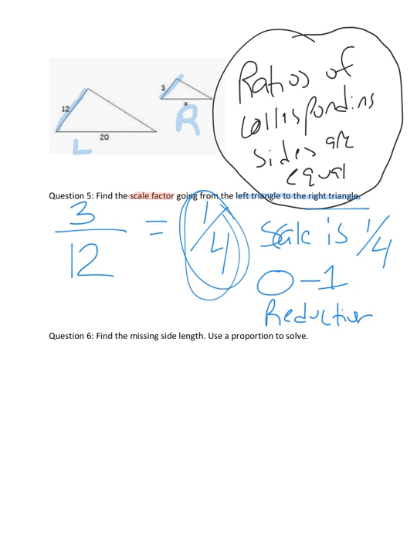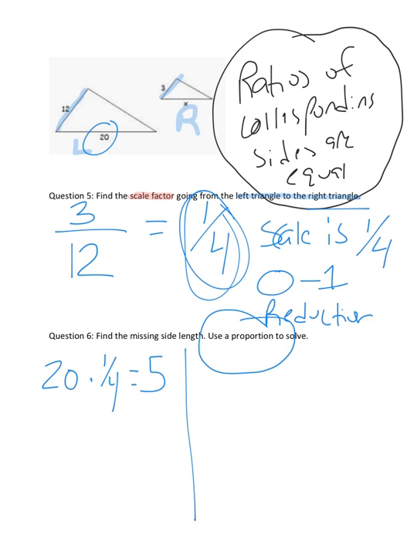So we found our scale factor of 1/4, and that last question is going to ask us to find the missing side length. Well, if we want to find the missing side length, there's a couple ways, and I know we like to just do well, I'll take this side, 20, and multiply by 1/4, which would give me 5. And that is a way to find the missing side length, but what we like to use is proportions to solve for the missing side lengths.